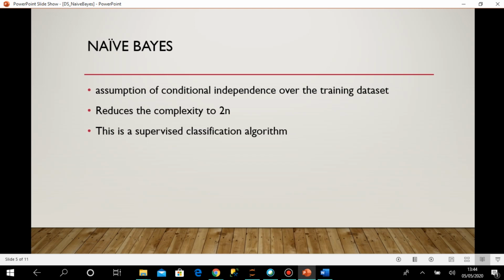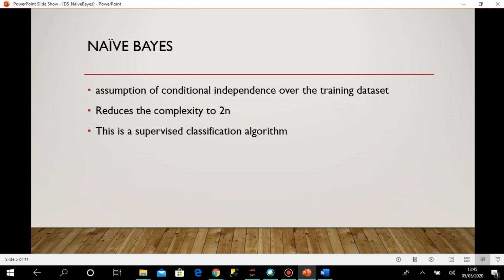So that is sometimes very difficult, nearly impossible. So for that, in the naive Bayes algorithm, the main assumption is that the features in the data set are independent of each other. That is the assumption we are making, conditional independence over the training data set. If there are n number of features, then I don't need to make all the possible combinations to get the outcome. Since they are independent of each other, I can calculate individually. That's why the complexity is reduced to 2n.